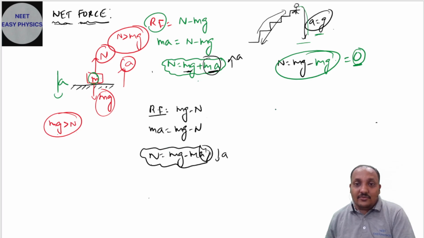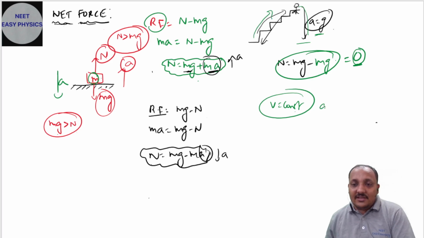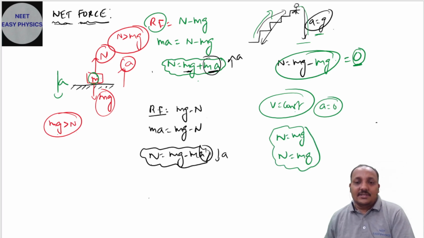Next, if you are moving with constant velocity upwards, if velocity is constant, what is its acceleration? 0. Therefore, whether you move upwards or downwards, your weight is going to act the same, isn't it? So the normal reaction is going to be equal to the weight if you are moving with constant velocity.